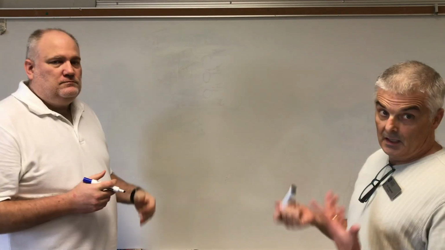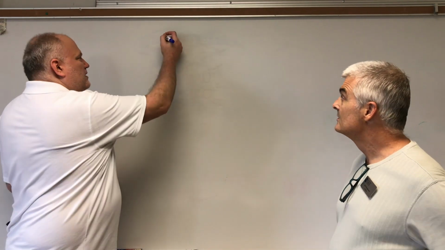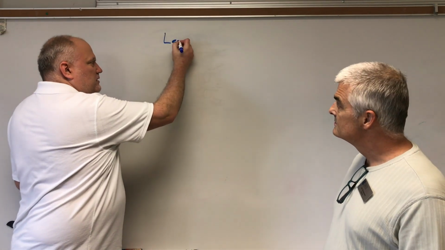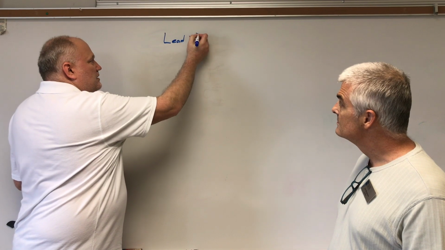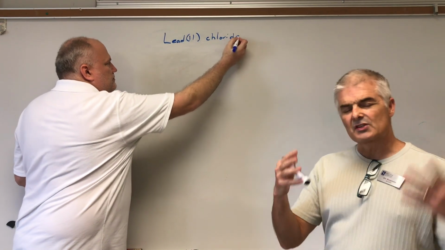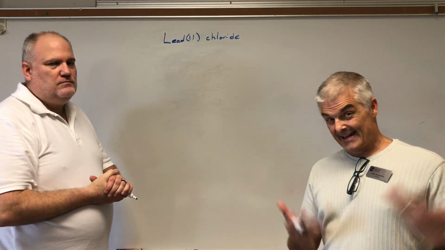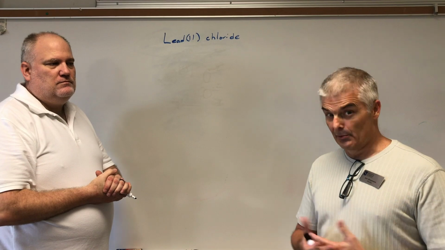It works. So can you give us an example of one of these things with the Roman numerals? I can pick any of the ones that are in the center of the periodic table. We're going to talk about that in a minute. But let's go lead to chloride. So lead 2 chloride. This Roman numeral is kind of weird, guys. So let's talk about what elements need Roman numerals.